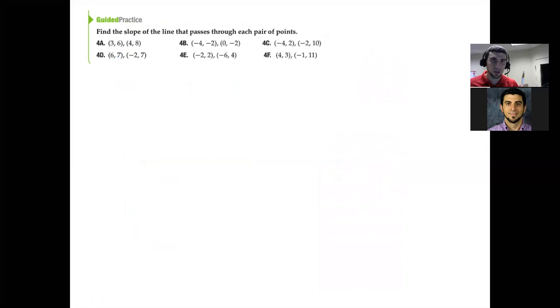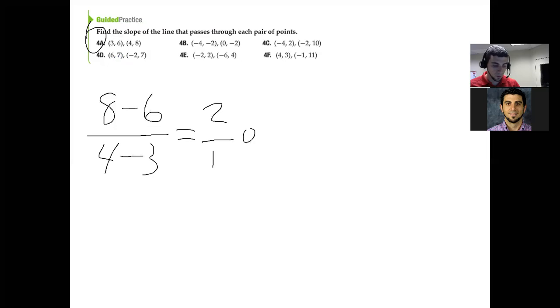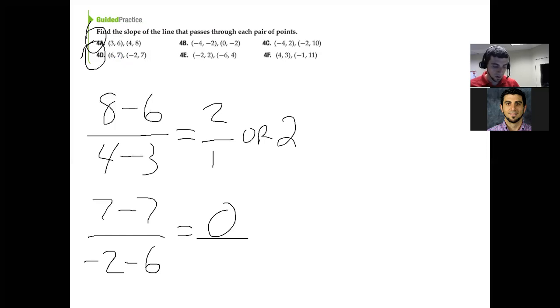Okay, we're back. So I'm going to do 3 of these and then just tell you the answers for the other one. For A, you want to label the points x1, y1, and x2, y2. So y2 minus y1 would be 8 minus 6 over x2 minus x1. So that would be 2 over 1 or 2. Going to also do for D, which would be 7 minus 7 over -2 minus 6, which is 0 over -8, which is 0. So that line would just be flat.